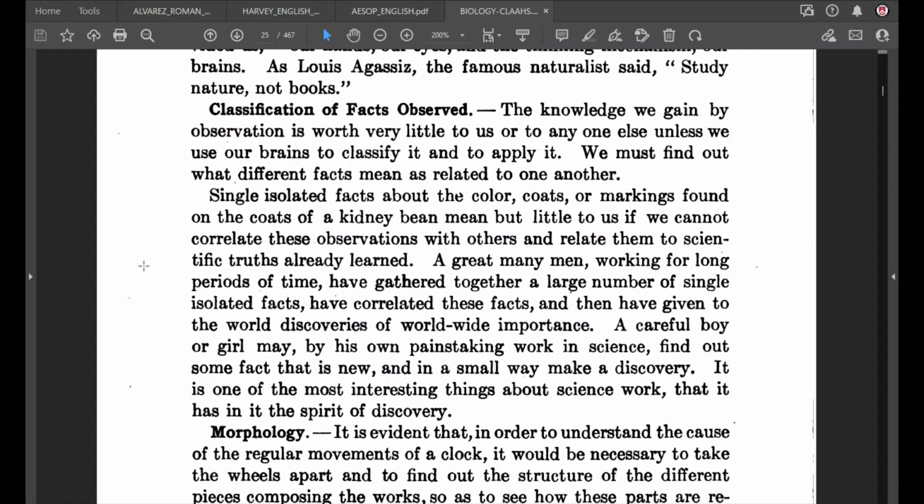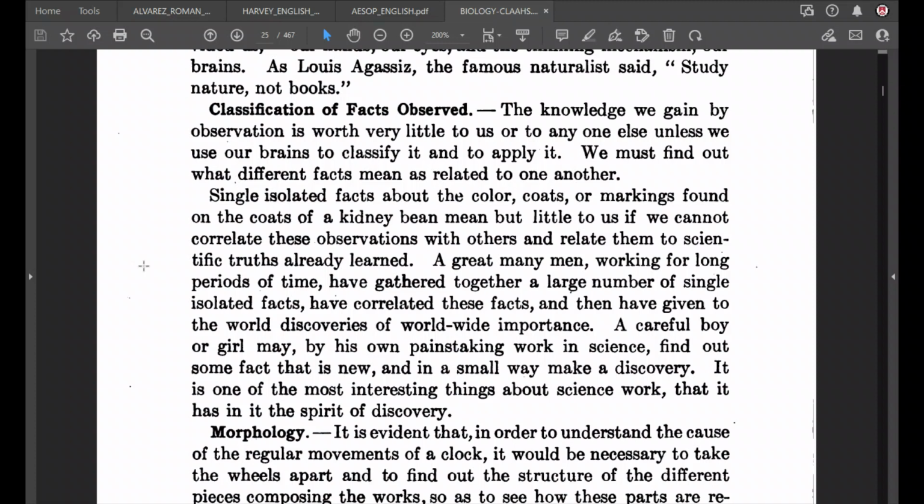So let's move on in our textbook. The next section, make sure you jot down an outline as we go along, just to keep a record of what we cover in our classes. And your notes are always the best evidence of your attendance in classes. The next topic that we're going to look at is the classification of facts observed.